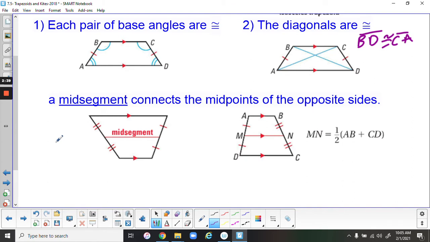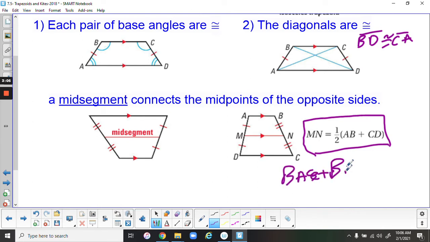We have something called the mid-segment. We've used that before with triangles, but now we're going to use it with trapezoids. And this is our new formula for the mid-segment of a trapezoid. Basically what I like to call it is base plus base divided by 2, and that's going to equal the middle. So base plus base divided by 2 equals the middle.